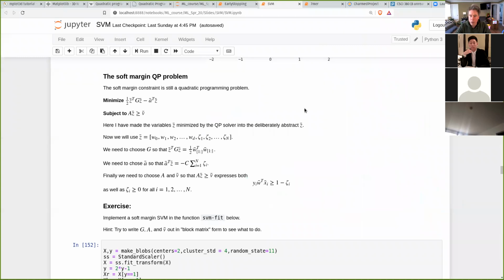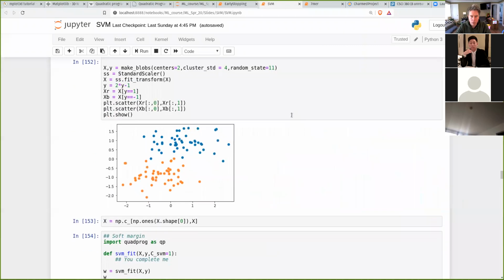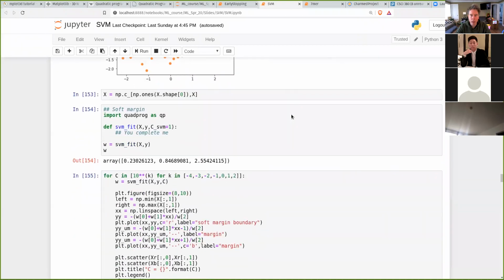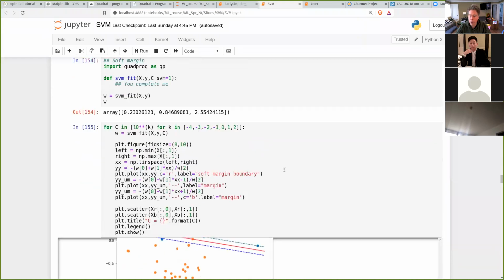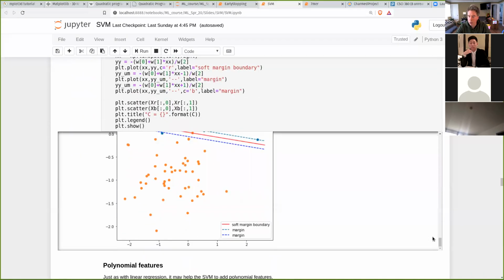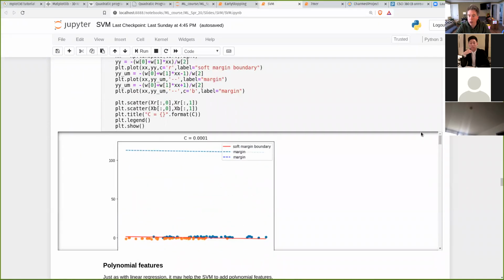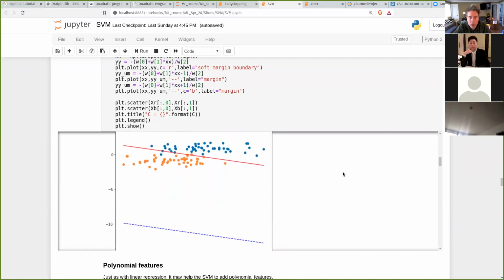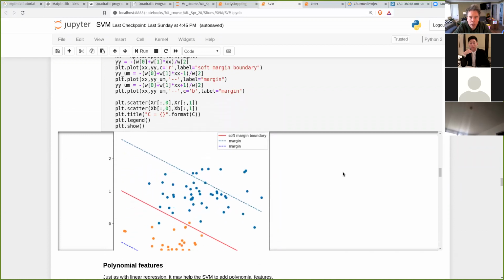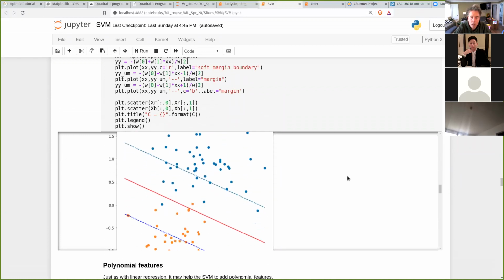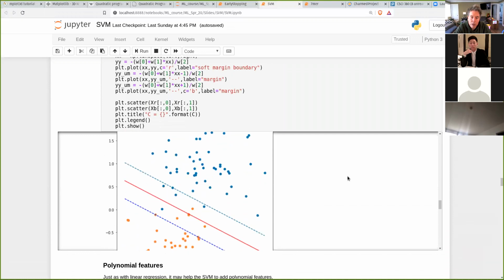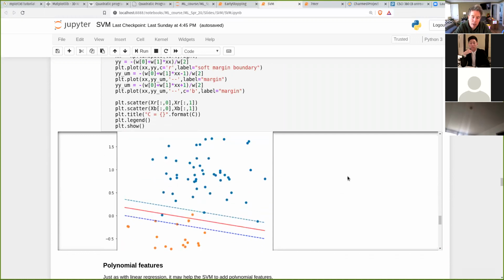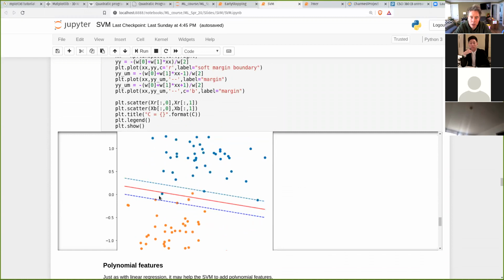Okay, so what else have we got here? We could go through here and look at these pictures. When you get all that working, you can look at the effect of varying C. That's what these pictures do. Here C is getting bigger and bigger, and you can see that it's making the margins smaller and smaller. It's kind of hard to tell, but this is not exactly the same red line every time.